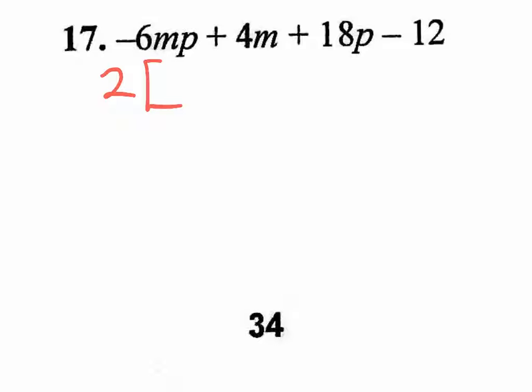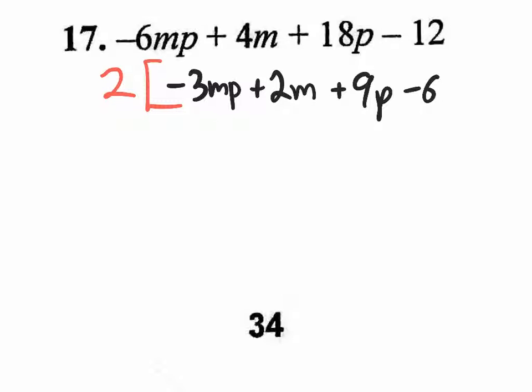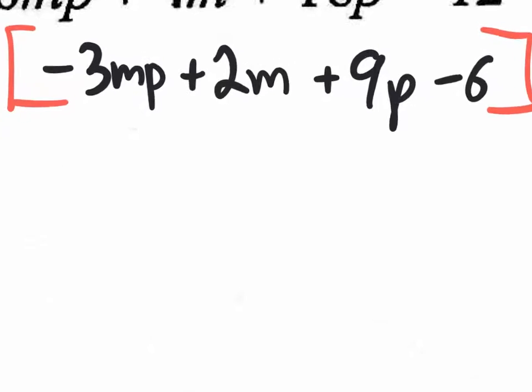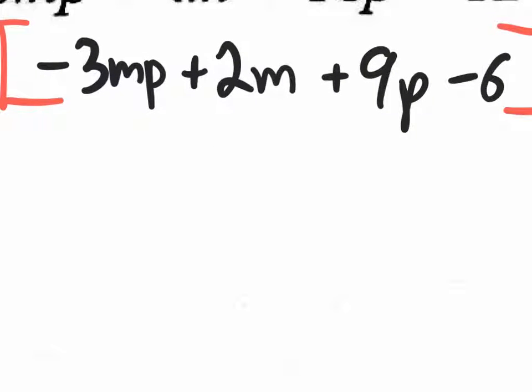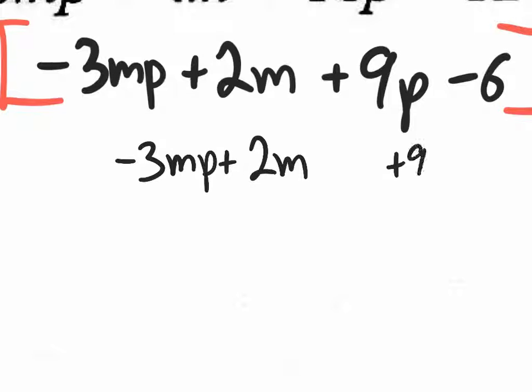Negative 3mp plus 2m plus 9p minus 6. And then we could focus in on the inside of the brackets, and we have 4 terms. I'm going to factor by grouping. I'm going to make 2 groups. So I have negative 3mp plus 2m plus 9p minus 6.